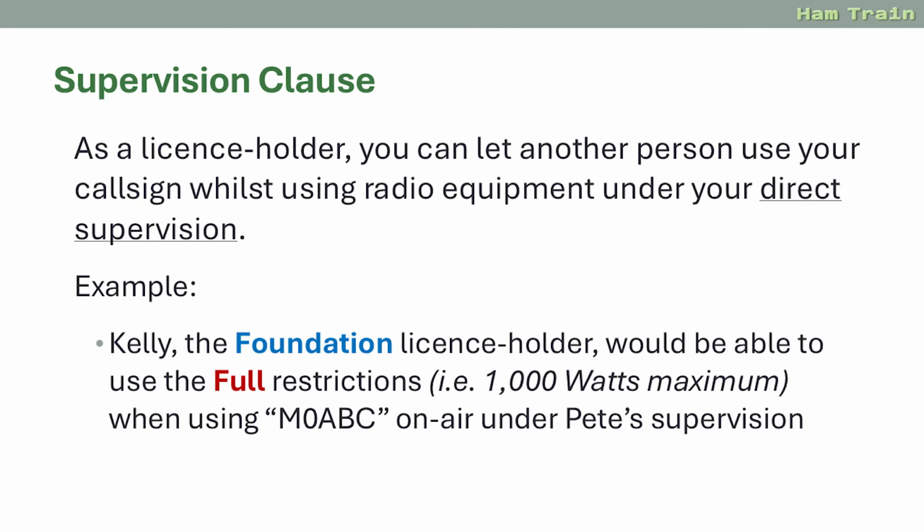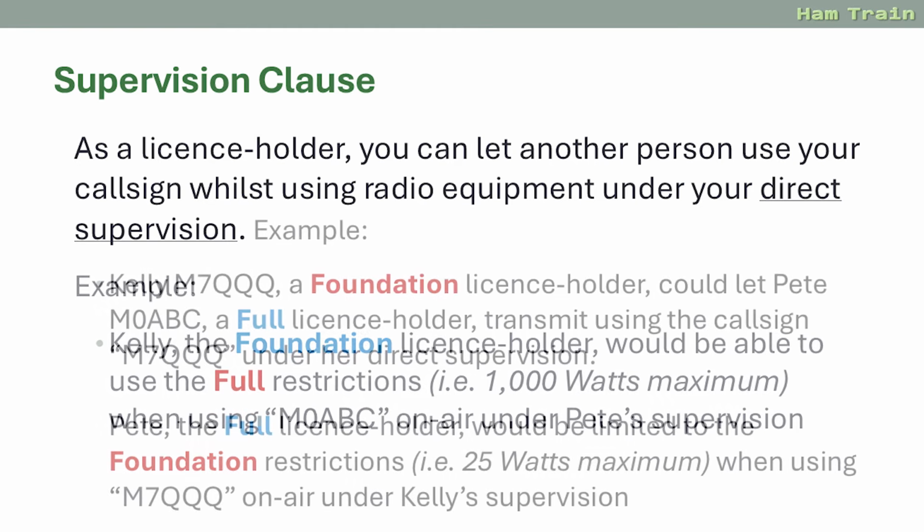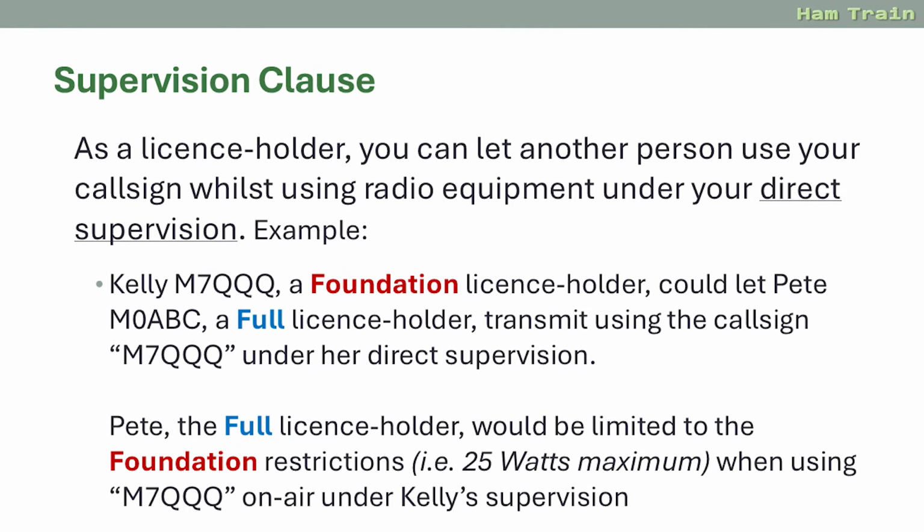This arrangement also works the other way round, so here's another example. Kelly, M7QQQ, who holds a foundation licence, could let Pete, M0ABC, a full licence holder, transmit on the call sign M7QQQ under Kelly's direct supervision. In this case, Pete, the full licence holder, would be expected to drop down to the foundation restrictions, in this case 25 watts. So Pete could only use 25 watts using the call sign M7QQQ under Kelly's direct supervision.